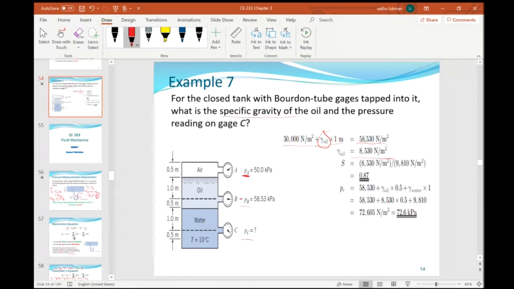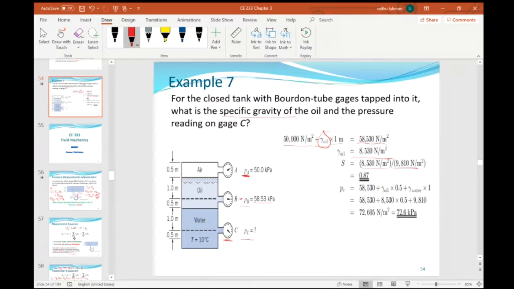And it says specific gravity. This is the unit weight. The specific gravity is the unit weight of oil over unit weight of water. So the specific gravity of the oil is 0.87. You can see it's floating on water, so definitely our specific gravity should be less than 1. If you get anything above 1, it means your calculation is wrong. So S is 0.87. Now to find the pressure reading by gauge C, we know the pressure here.